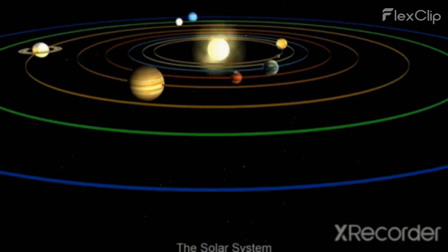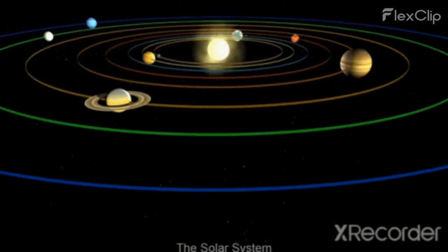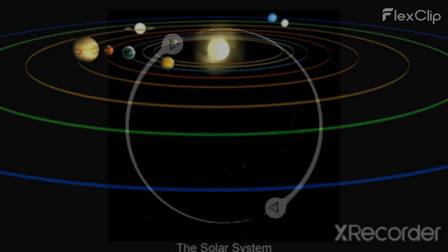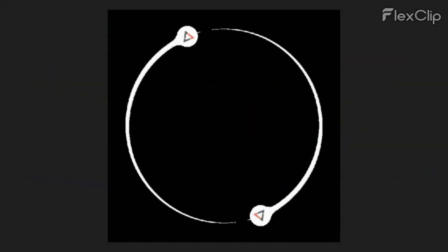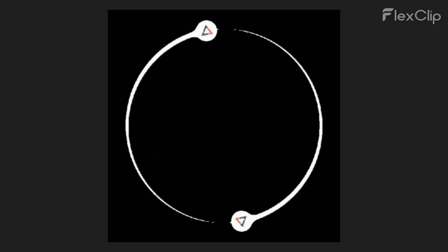Let's break it down. When we talk about circular motion, we mean the movement of an object along the circumference of a circle. The key thing to remember here is that the direction of the object is constantly changing, even if its speed remains the same. This change in direction brings us to the concept of centripetal acceleration, which we'll explore more in a bit.